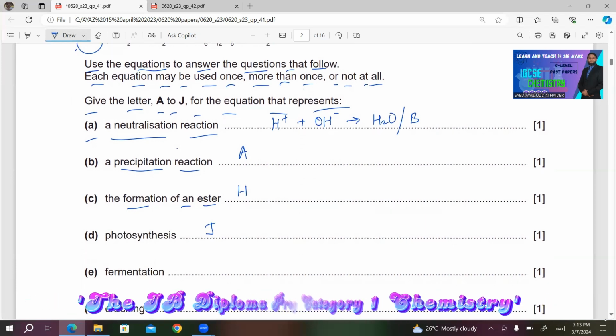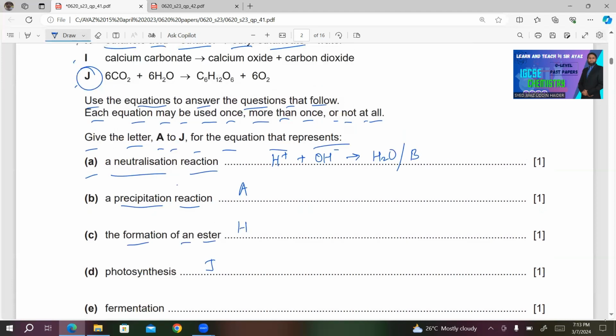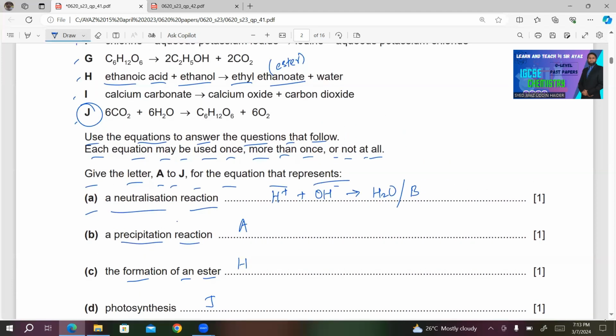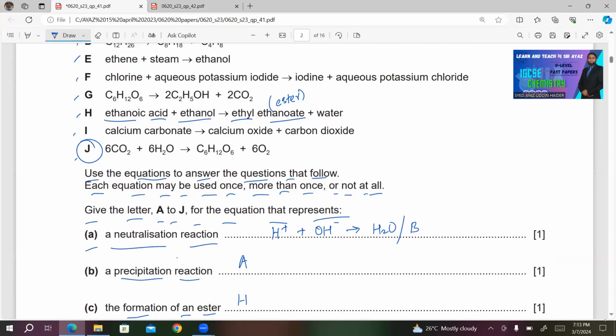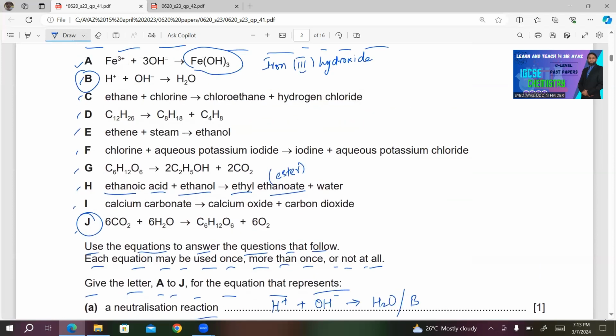Next one, fermentation. Fermentation reaction involves the conversion of sugar into ethanol and carbon dioxide. If you look at all the choices here, we have only one reaction which shows this, which is G. This is glucose and the products are ethanol and carbon dioxide. So G will be the right answer for E.